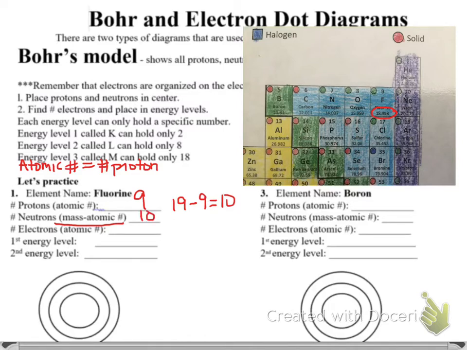Then electrons. Remember, electrons equal protons. So however many protons you have is how many electrons you have. And you get the proton number from the atomic number. So there's 9 there. Then we're going to talk about energy levels.